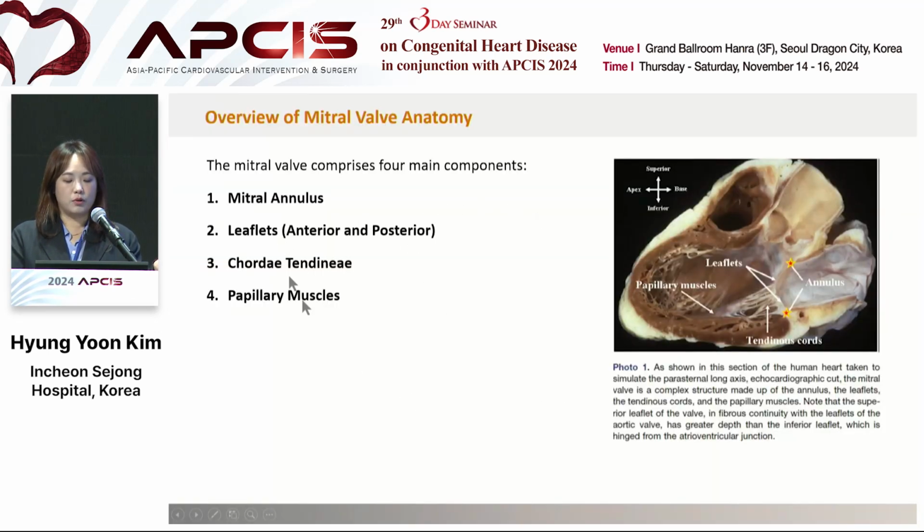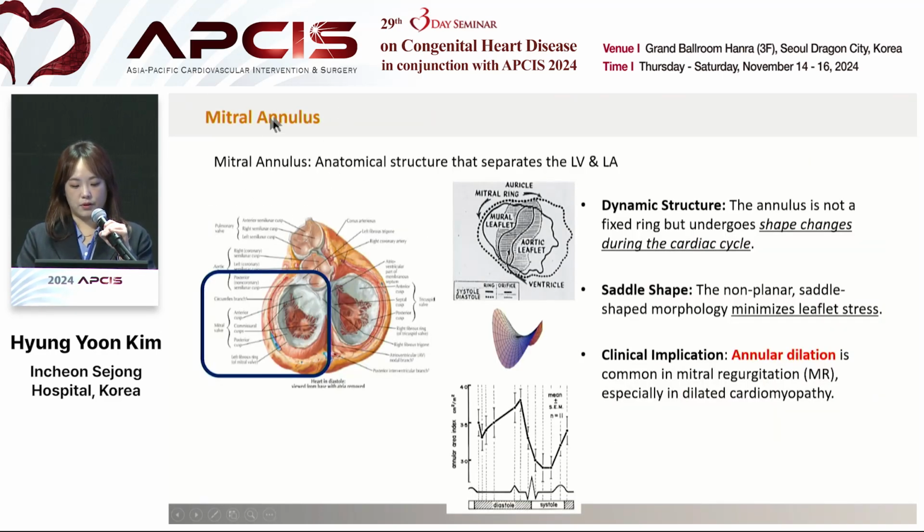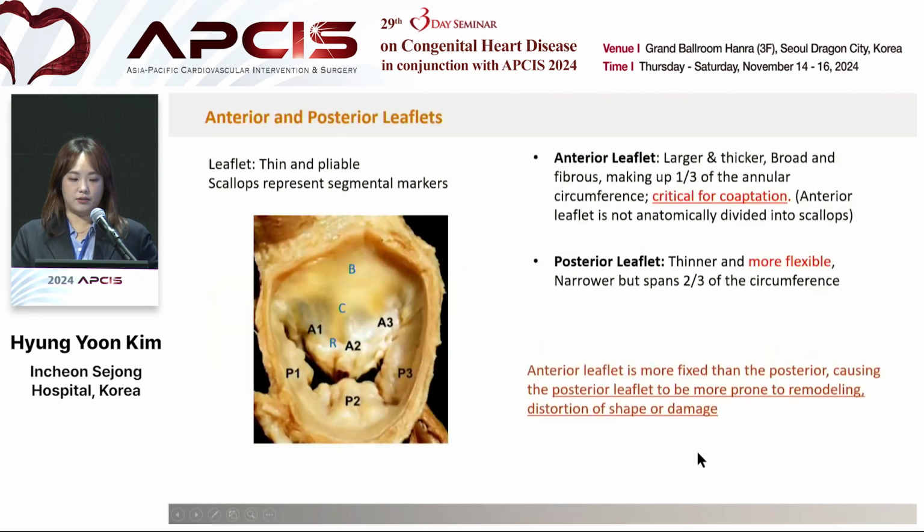And next, we'll talk about mitral valve anatomy. As you can see here, the mitral valve contains the mitral annulus, leaflets, chordae, and papillary muscles. The first one is the mitral annulus. The mitral annulus is a dynamic structure that changes shape throughout the cardiac cycle. It has a saddle-shaped, non-planar morphology that minimizes stress. So annular dilatation is common in mitral regurgitation, especially with LV dilation.